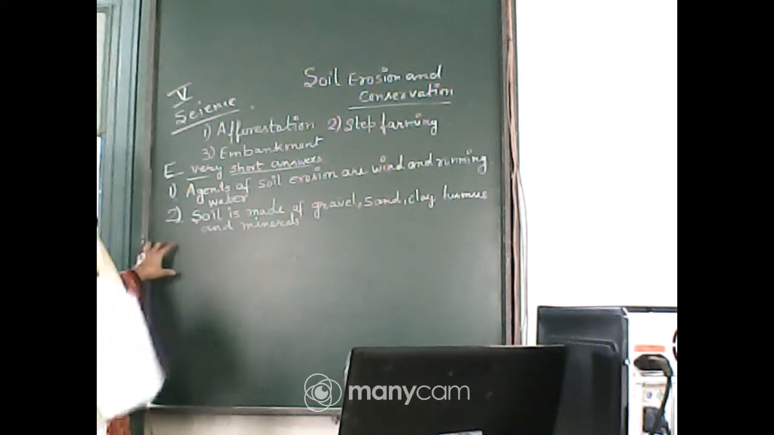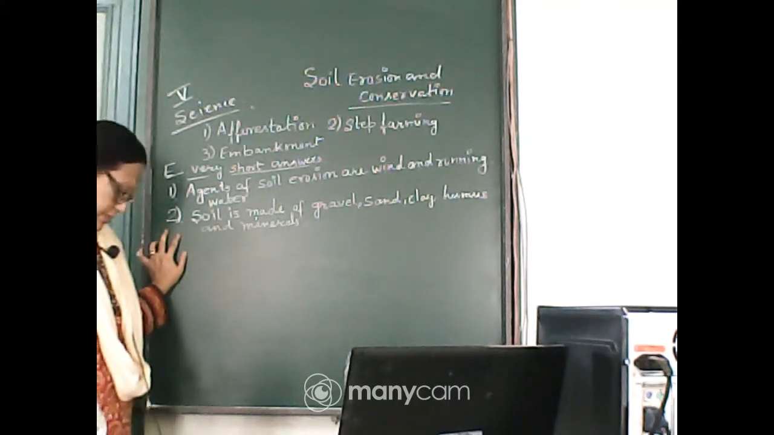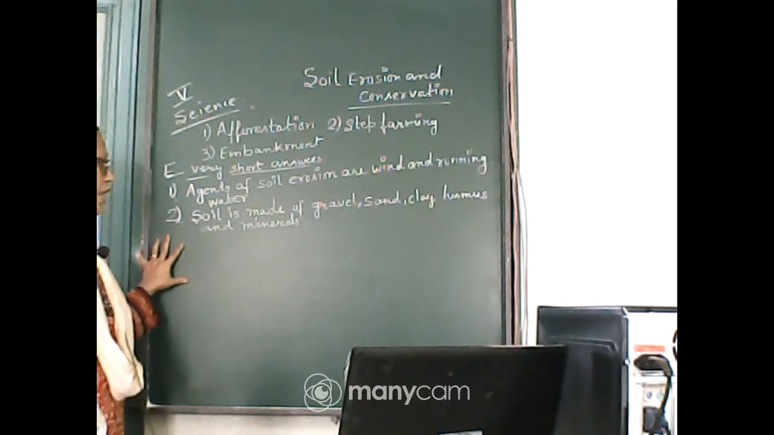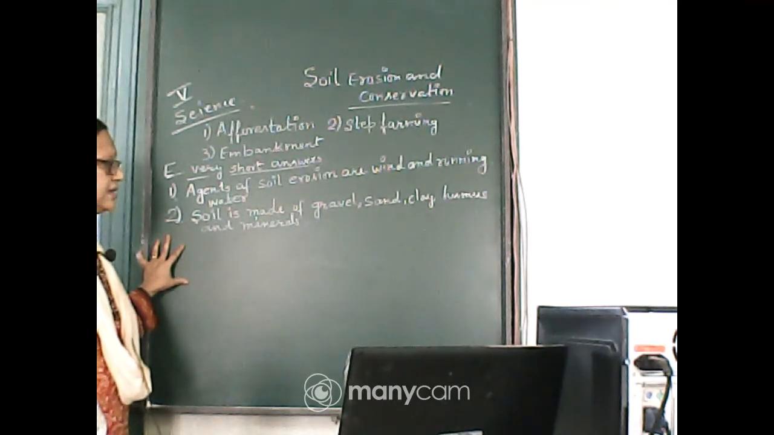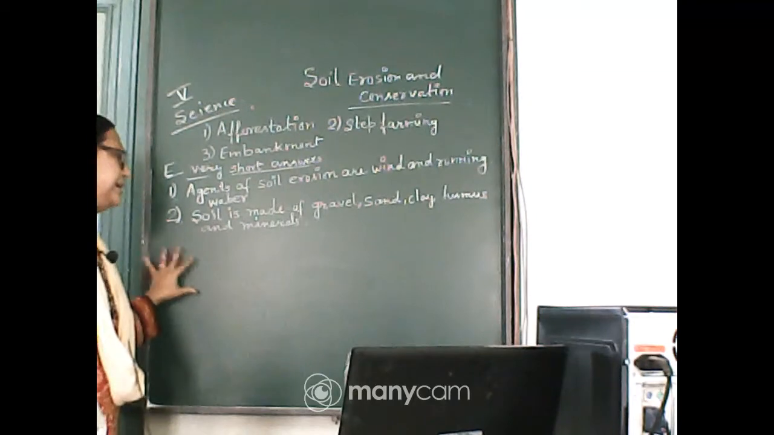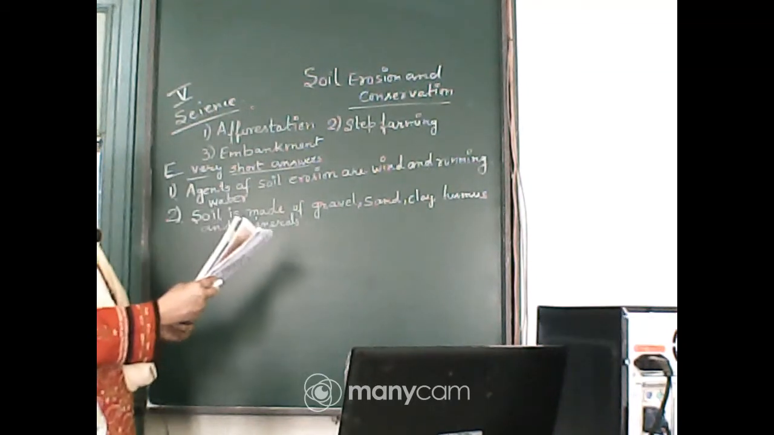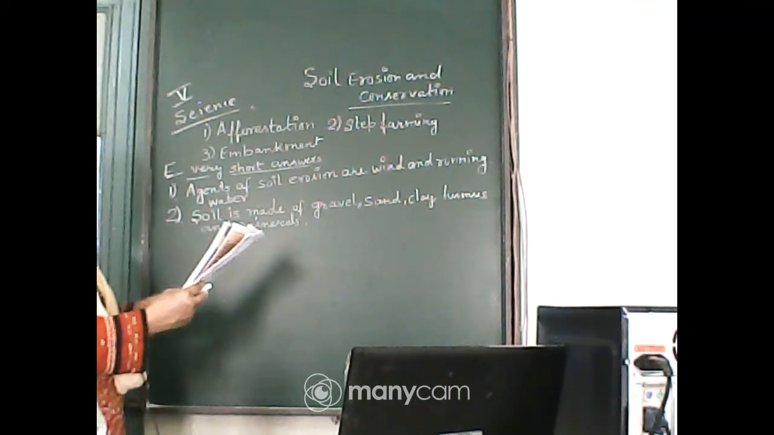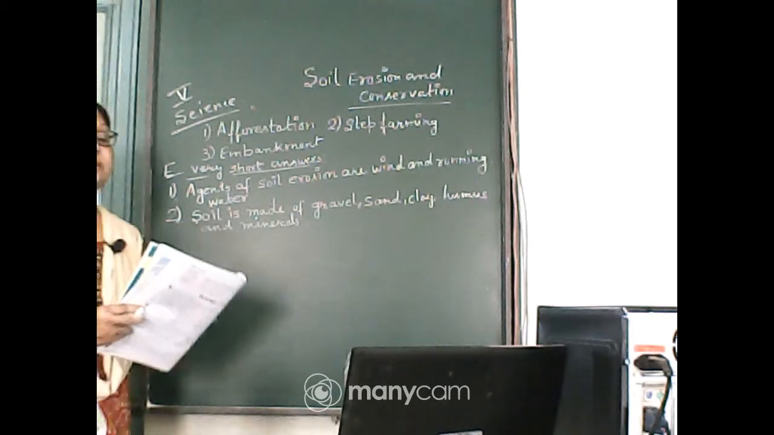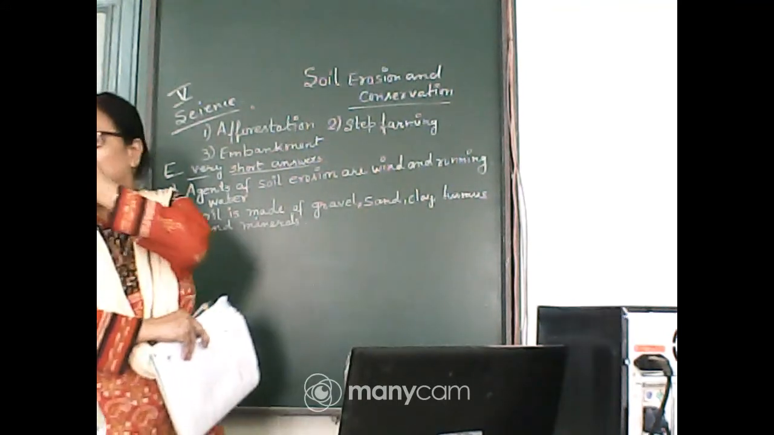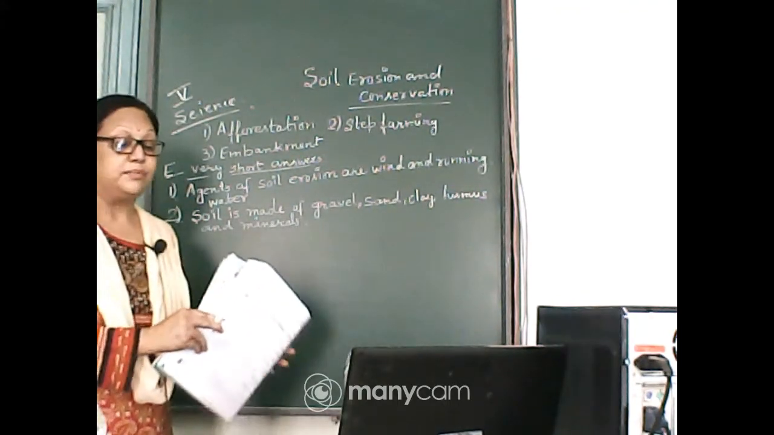So the second answer, I am repeating the answer: soil is made of gravel, sand, clay, humus and minerals. These are the layers of the soil, or you can say these all are mixed in the soil to make the soil more fertile.